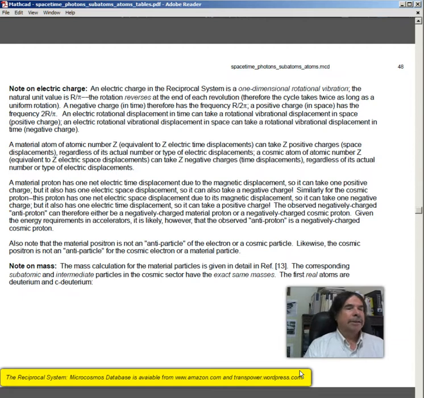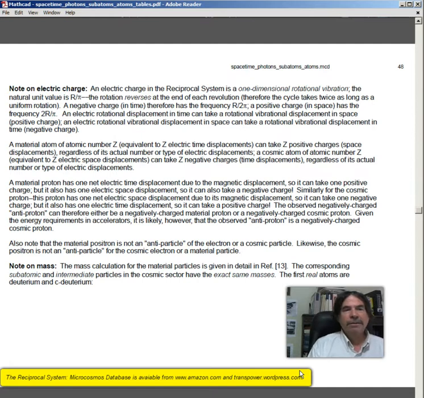Note on electric charge. Electric charge in the reciprocal system is a one-dimensional rotational vibration. The natural unit value is r over pi. The rotation reverses at the end of each revolution. Therefore, the cycle takes twice as long as a uniform rotation. A negative charge in time therefore has the frequency r over 2 pi. A positive charge in space has the frequency 2r over pi.